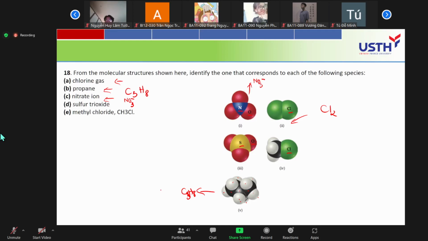Sulfur trioxide. The prefix tri here explains the number 3. So sulfur trioxide will be SO3, and this is this one. And lastly, the methyl chloride, CH3Cl. This is this guy, E.